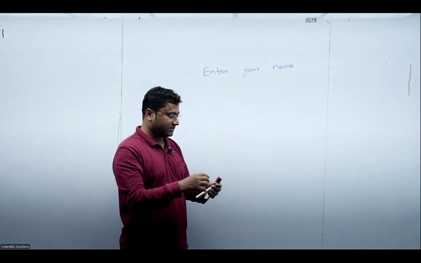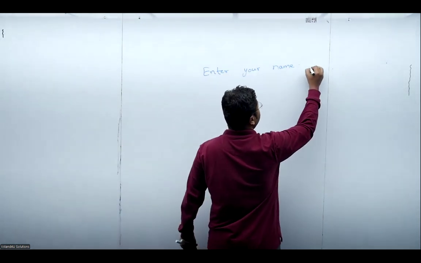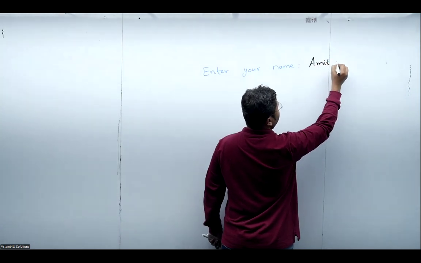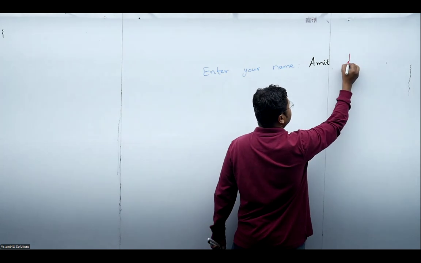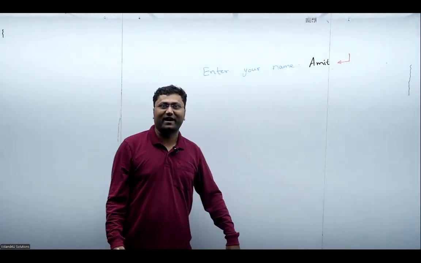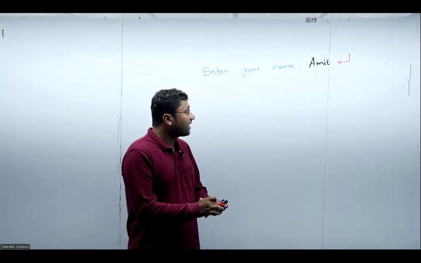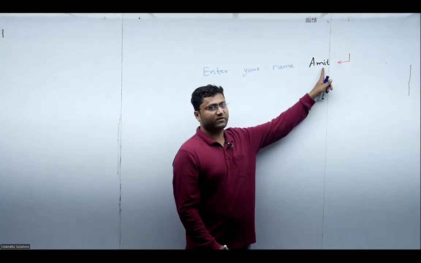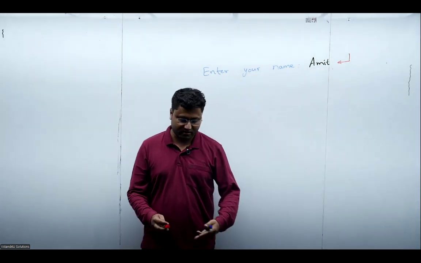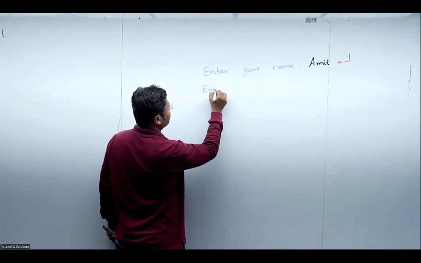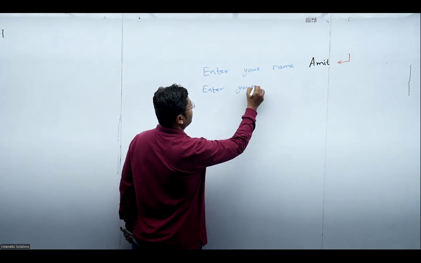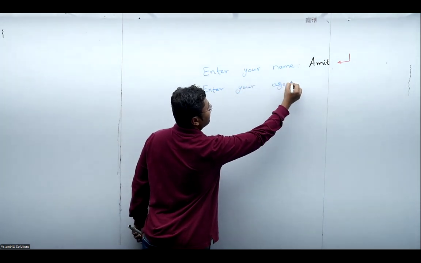Say the user has entered some data, say Amit. After entering Amit, I'm expecting the user to press the enter key. This is the symbol for the enter key I'll be using. So I have asked, enter your name; the user has given the name as Amit and pressed the enter key. After this, I'll ask for one more piece of data, say, enter your age.